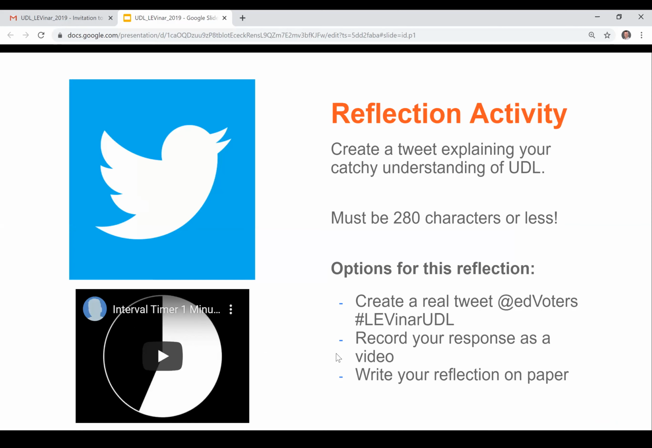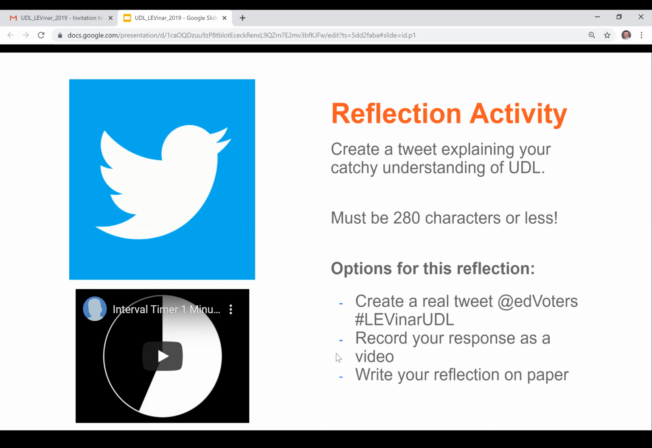So that brings us to the end of my part of this presentation, but before we switch it over to Q&A, I would like you to take 1 minute to create a tweet explaining your new catchy understanding of UDL. It must be 280 characters or less, and you have multiple options to respond. You can create a real tweet and tag @edvoters, hashtag LEVinar UDL.